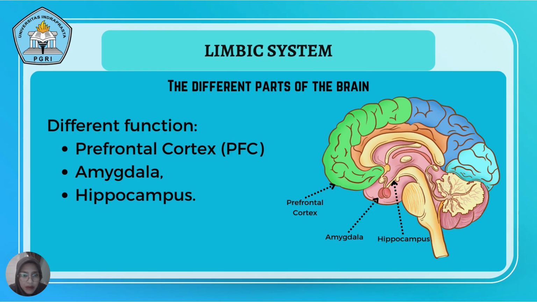Still in the limbic system, there are different parts of the brain, as I've told you before. But in this presentation, I will only focus on three parts of the brain. The different parts of the brain have different functions, and they allow us to think, to move, to feel emotion, and take care of vital functions like breathing and heartbeat. As I have told you before, we are going to focus on only three, and we are going to explore each of them one by one.